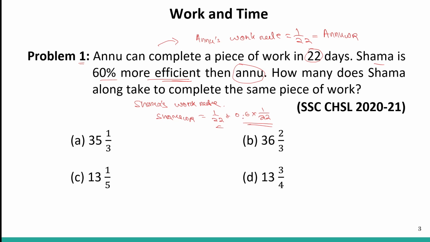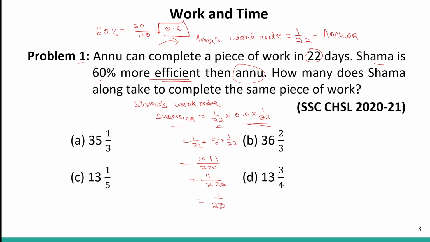You would ask why I am writing 0.6 here. Because 0.6 is the decimal form of 60%, because 60% is equal to 60 by 100, that is nothing but 0.6. So that is why we have written 0.6 down here. So it will be equal to 1 by 22 plus 6 by 10 into 1 by 22. So it will be 10 plus 1 is equal to 11 by 220, which is nothing but 1 by 20, the work rate of Sama.